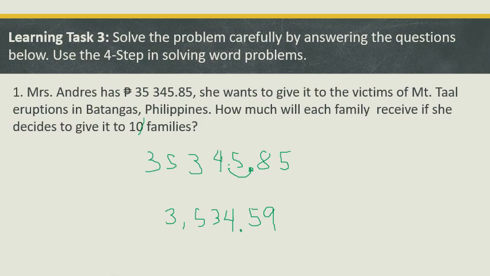Kasi, pag pera po, 2 decimal places lang tayo. So, ito lang yung 2 decimal places natin. Syempre, i-round off natin siya. Yung katabi ng 8 is 5. So, round up siya. So, kaya magiging 59. So, yun pa matatanggap ng kada isang pamilya kung 10 pamilya ang maghahati-hati.